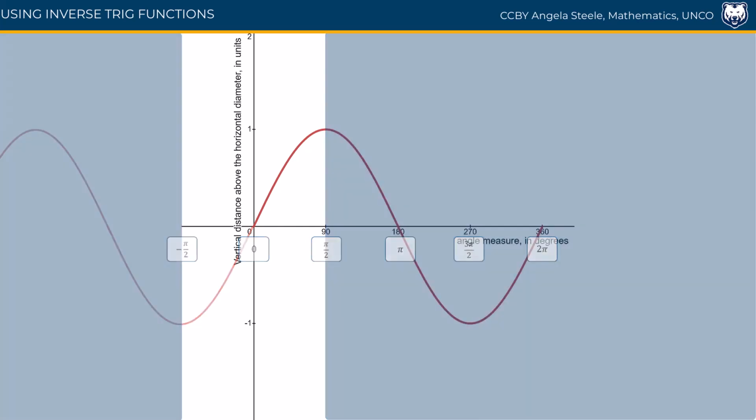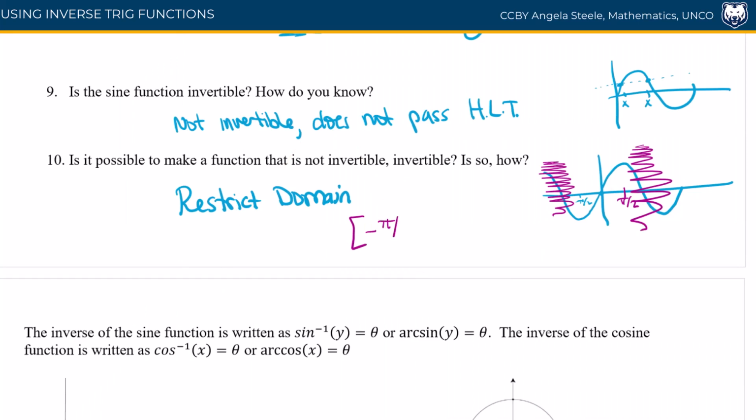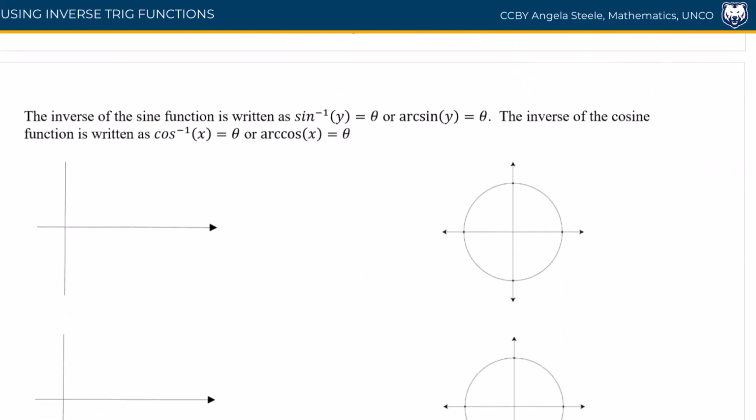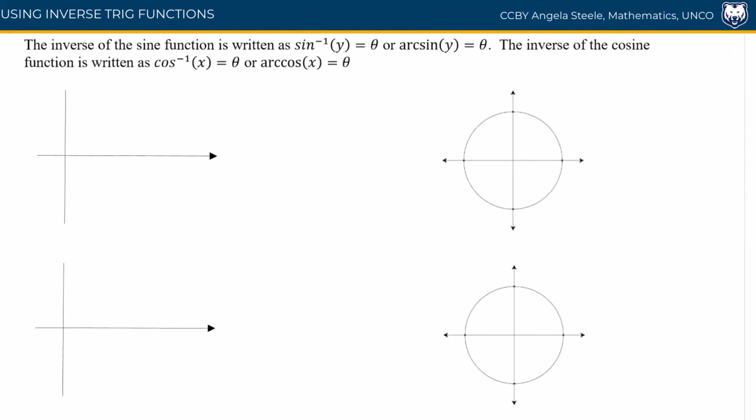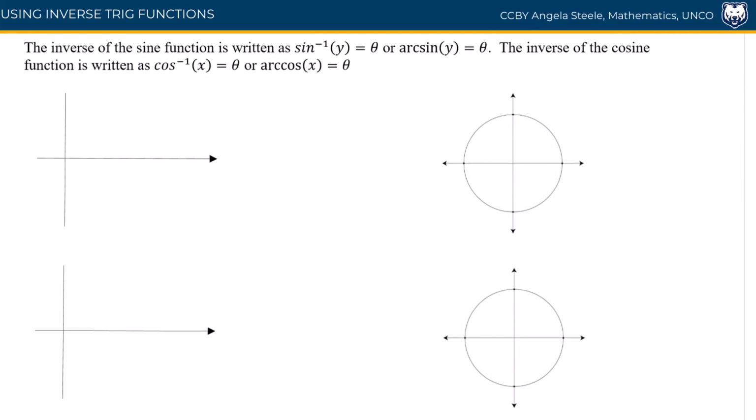Okay, so we're going to restrict the domain from negative pi over 2 to pi over 2. And that allows us to have a sine function that is invertible. Okay, let's go ahead and go to the next one. So we're going to think about our sine function and where we're restricting it. So I'm going to go ahead and draw that negative pi over 2 to pi over 2 for our sine function.